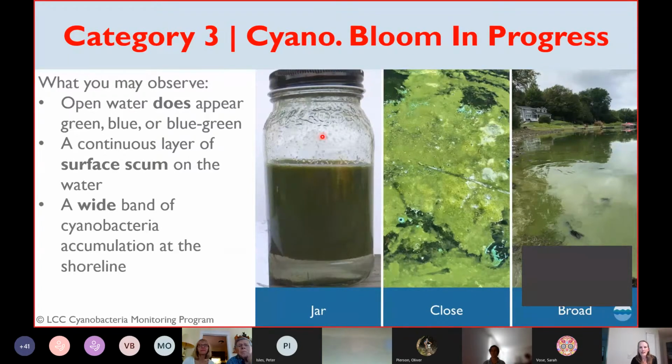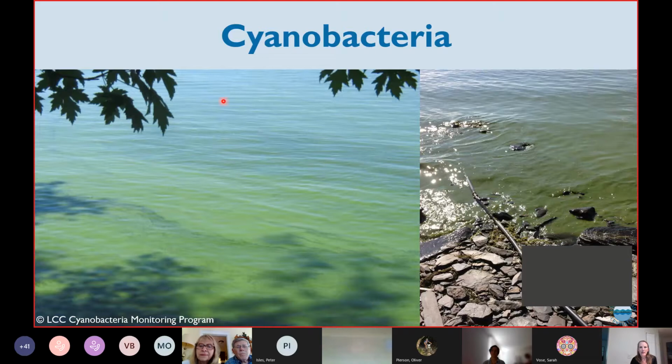If you do the jar test, greater density here after about a half an hour. There's so much density that they're all fighting to get to the top. Surface scum on the water, wide band along the shoreline or in the water. And the open water appears green or blue-green, has the same tinge of color. So here again, high alert bloom.